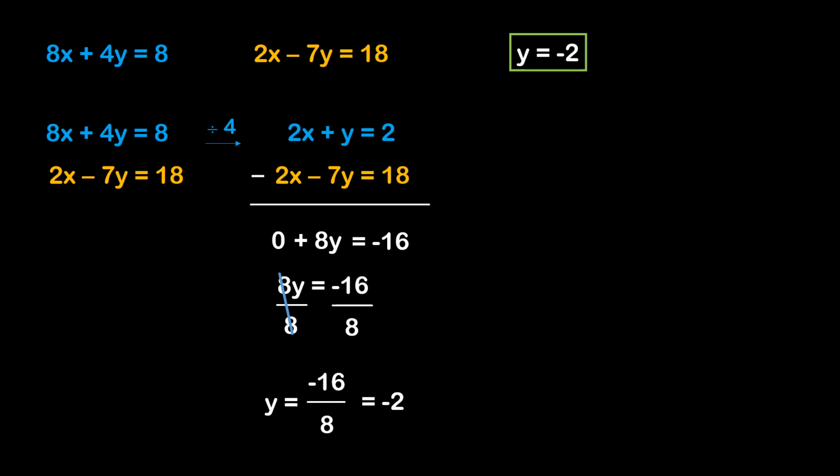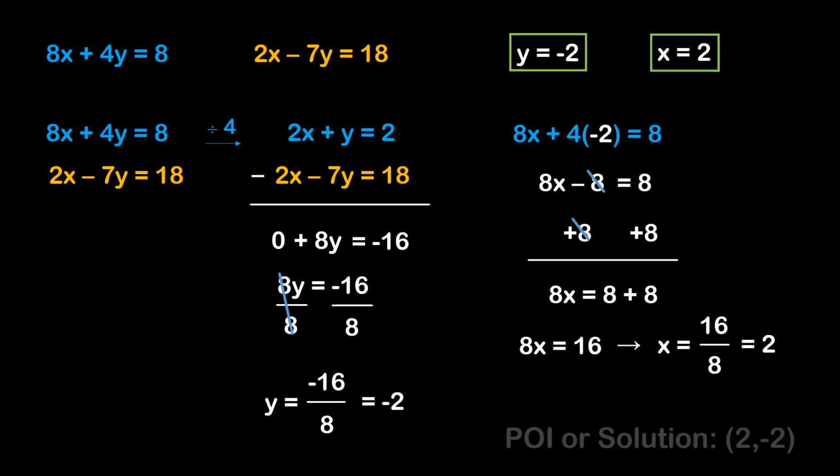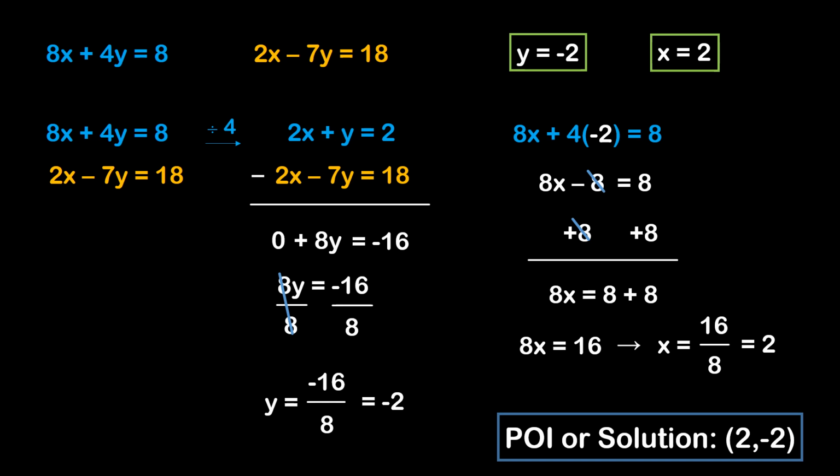And from here we can plug it into the first equation again. And again, just like last time, we'll have 8x minus 8 is equal to 8. We can add 8 to both sides of the equation. Negative 8 and plus 8 cancel, and we'll have 8x is equal to 8 plus 8, or 8x is equal to 16. I can divide both sides of the equation by 8 to get x is equal to 2, and I'll have x is equal to 2. This is the exact same answer we got from last time, which is expected. No matter what we do, we should get the same answer, which is that the point of intersection or solution is 2, negative 2.